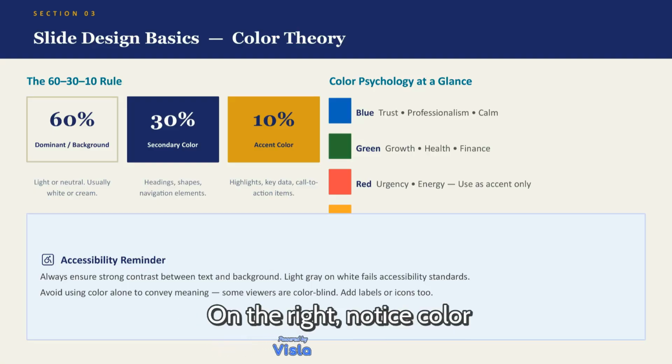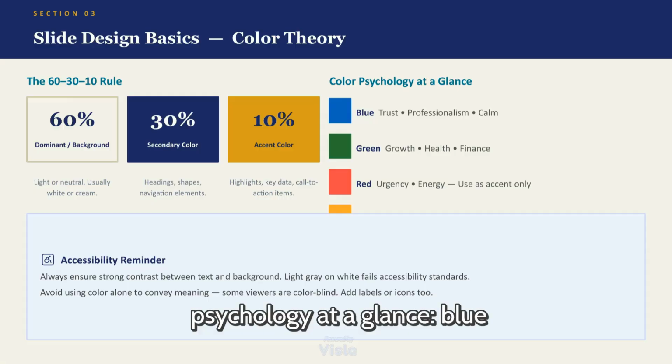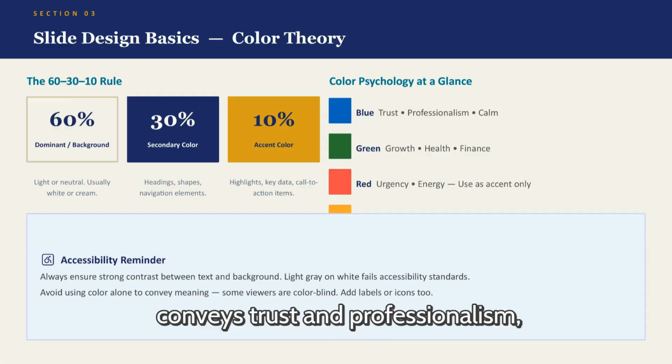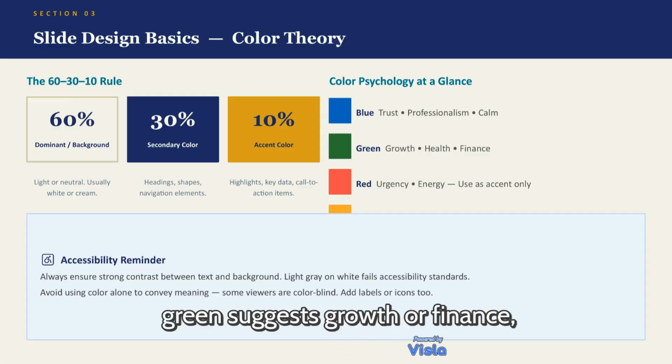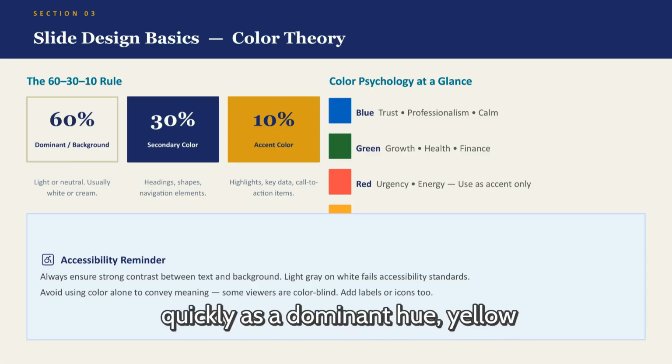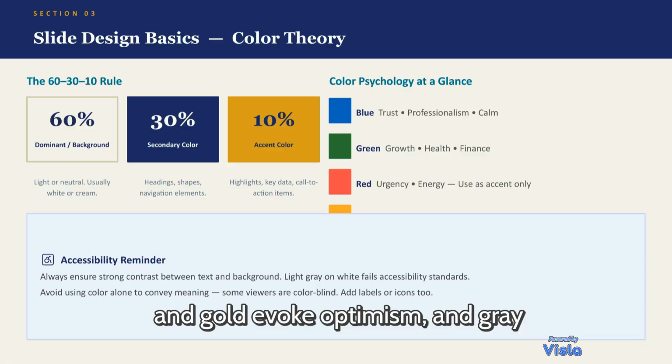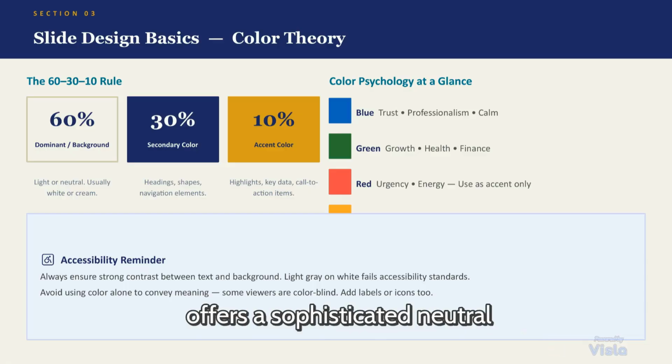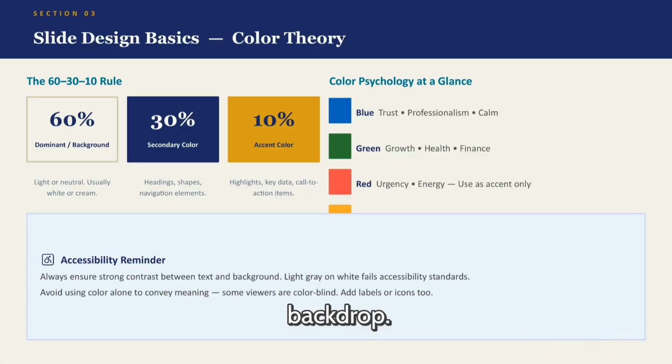On the right, notice color psychology at a glance. Blue conveys trust and professionalism. Green suggests growth or finance. Red signals urgency but tires quickly as a dominant hue. Yellow and gold evoke optimism. And gray offers a sophisticated neutral backdrop.